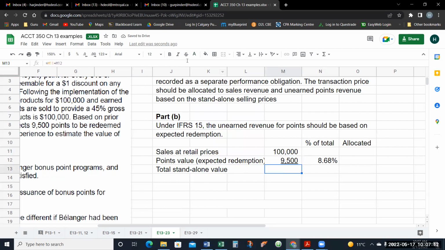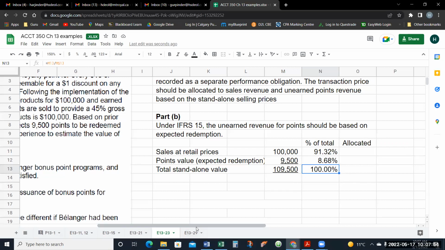If you add up the total standalone value of the sales at retail prices as well as the points, we get a total of 109,500. Now, if $109,500 was calculated as 100%, then sales will be 100,000 divided by 109,500. It'll work out to 91.32%. So I'm just dividing 100,000 by 109,500. And likewise, the points will be worth 9,500 divided by 109,500, or 8.68% of the total.